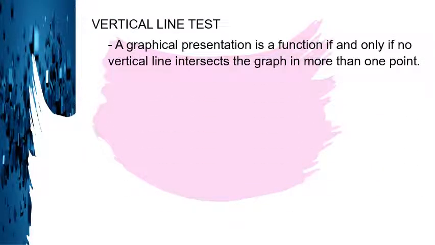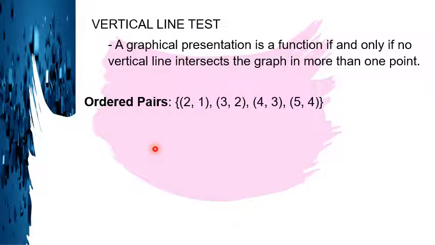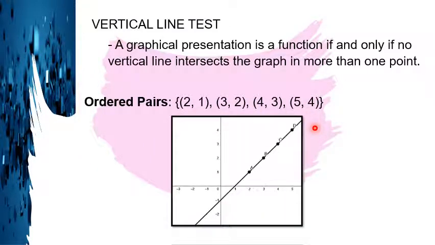Vertical line test. A graph represents a function if and only if no vertical line intersects the graph in more than one point. Again, we use the vertical line test to identify if these are functions or not. Let's have the ordered pairs (2, 1), (3, 2), (4, 3), (5, 4). We plot (2, 1) for letter A, (3, 2) for letter B, (4, 3) for letter C, and (5, 4) for letter D.